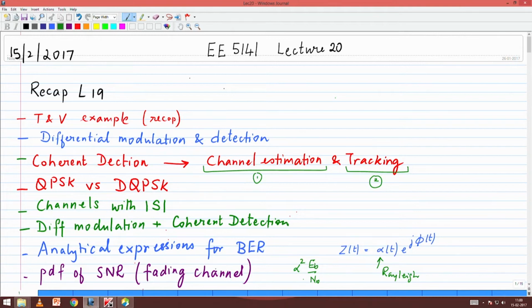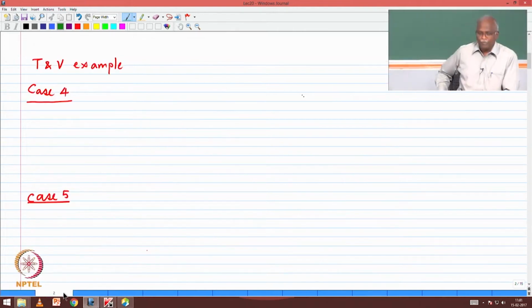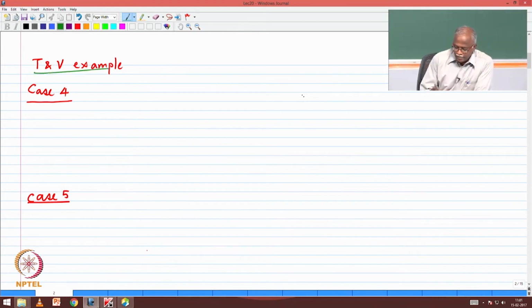So when we talk about the PDF of SNR in a fading channel: SNR in an AWGN channel is a constant, but in a fading channel, SNR is not constant. You must specify alpha to say what the instantaneous SNR is. So what is the PDF of SNR in a fading channel, and how does that help us to estimate the analytical expressions for BER? There is a fair amount of material that we would like to cover today. First, to conclude our discussion of the TNV example.